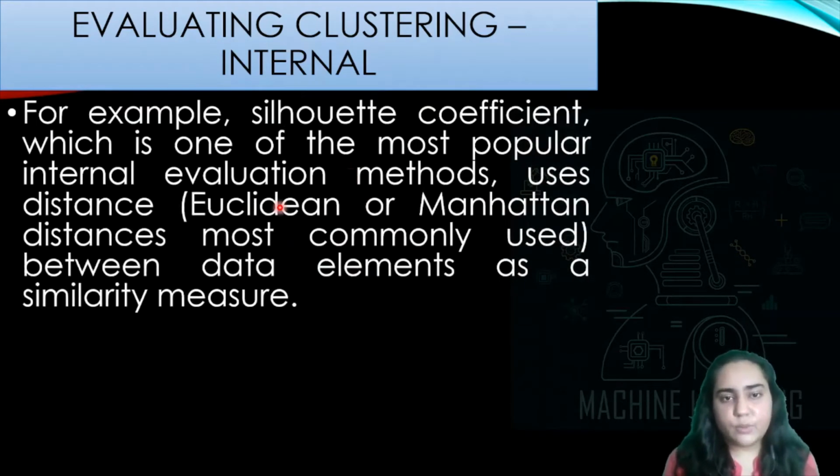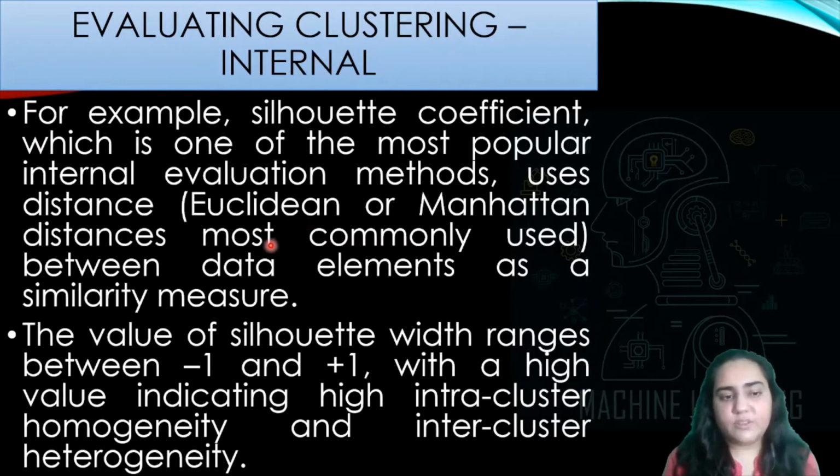So, for example, one such measure is the silhouette coefficient, which is a very popular internal evaluation method. And what it uses is the Euclidean or Manhattan distances. And I'm sure we are very familiar with the Euclidean distance because we used that in our clustering algorithms. We used it even in the KNN algorithm. So it's fairly simple to use. The silhouette coefficient is something that uses that.